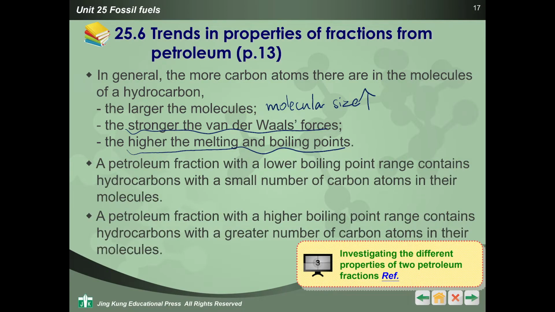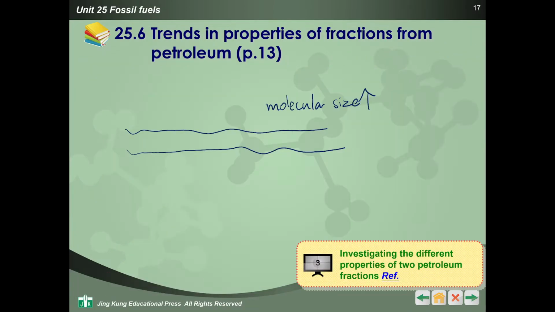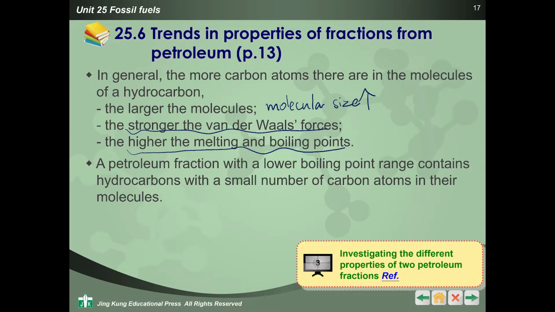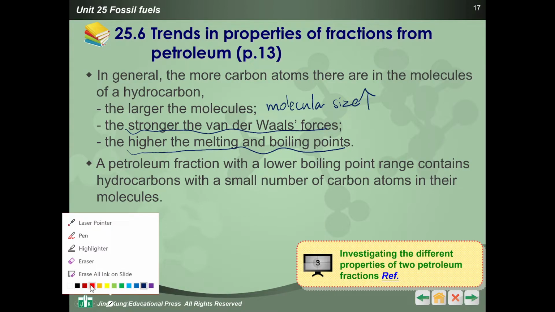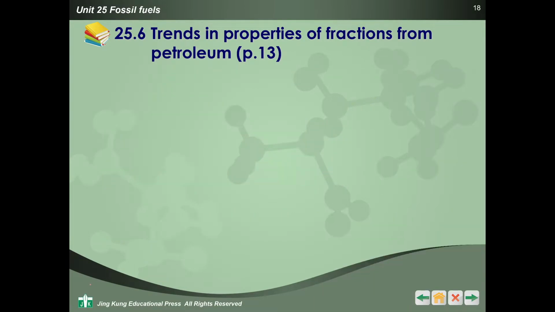Here, same thing. That is why lubricating oil, bitumen, fuel oil, why are their boiling points so high? Because we can use the same logic. Because their molecular size, you can see here, the number of carbon atoms is so high, right? So the larger the molecules, the stronger the van der Waals force, the higher the melting and boiling points. And obviously, the petroleum fraction with a lower boiling point will have a smaller number of carbon atoms in their molecules. Okay, so I'll move on.